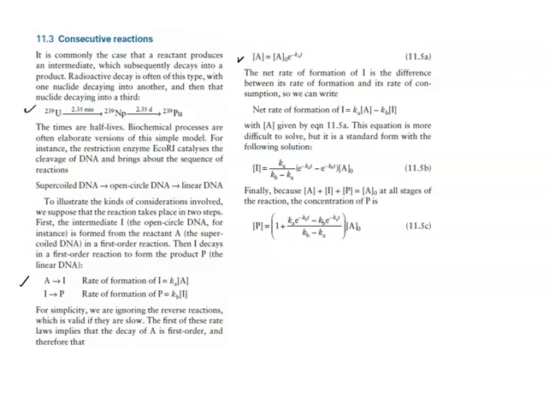So we can now write that the net rate of formation of the intermediate is going to be equal to k_A times the concentration of A minus k_B times the concentration of I, with the concentration of A given by equation 11.5. This equation is more difficult to solve, but is a standard form with the following solution.